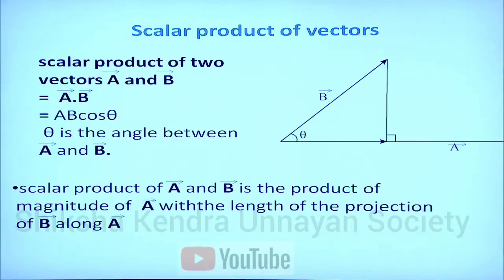Now, what is the scalar product of two vectors? Scalar product of two vectors A and B equals A dot B. It is represented by vector A dot vector B, which is equal to AB cos theta, where theta is the angle between vector A and vector B. Also, we can say that the scalar product of A and B is the product of the magnitude of vector A with the length of the projection of B along A.